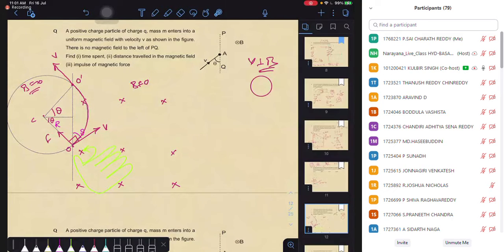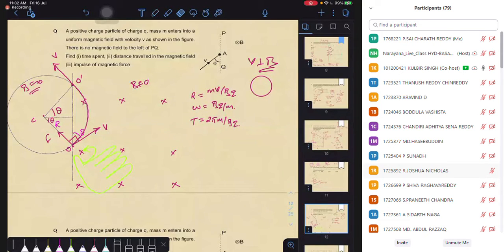So the same question could now be asked here. How much time is it spending? A lot of things could be asked here. First, they can ask you the radius. Radius is mv by Bq. Omega is v by r, which will give me omega equals Bq by m. Time period, standard, is 2 pi m by Bq. If I ask you the time spent, what is the time spent?